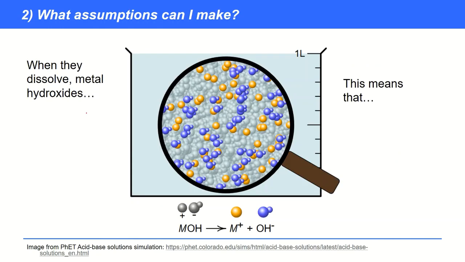Secondly, we ask, what assumptions can I make? Well, this is a solution. In the background showing water, metal hydroxide, and we can notice we've got none of these grey M+ and OH- associated here. They've all dissociated. So when they dissolve, metal hydroxides fully dissociate. And that is just another way of saying separate into ions.